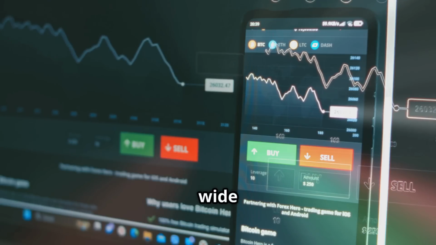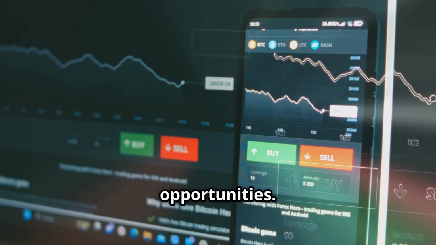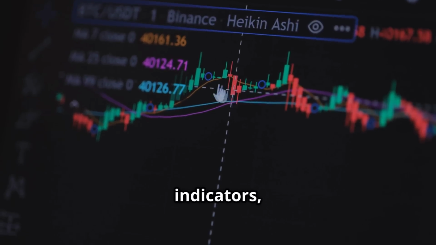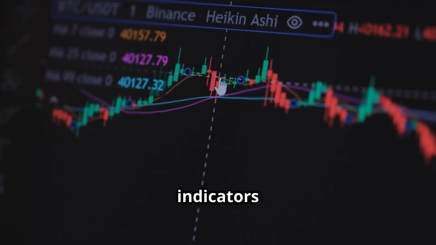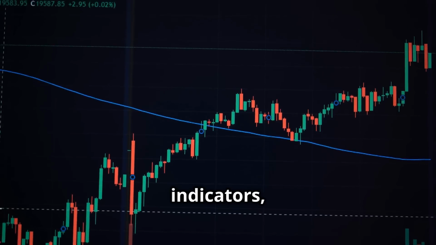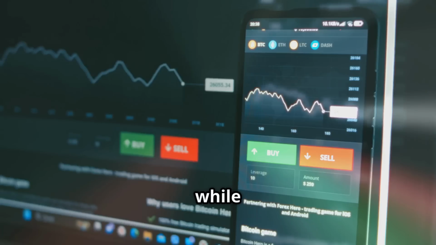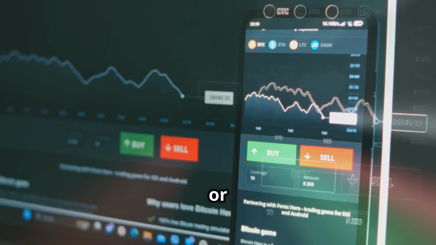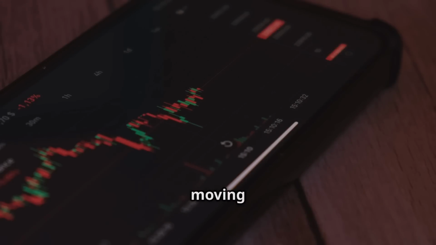Technical traders have a wide array of tools at their disposal to analyze price charts and identify trading opportunities. These tools, known as technical indicators, can be broadly categorized into two groups: trend-following indicators and oscillators. Trend-following indicators, as the name suggests, are designed to identify and confirm existing trends, while oscillators help identify overbought or oversold conditions.